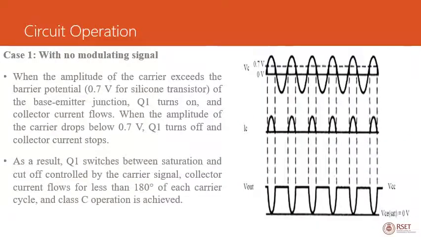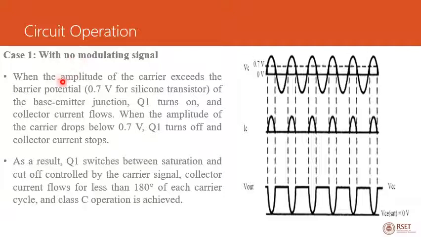The circuit operation will be explained with the help of two cases. Case 1: with no modulating signal. In this case we are not giving the modulating signal at the collector of the circuit. We are having only the carrier signal, which is given to the base of the transistor.